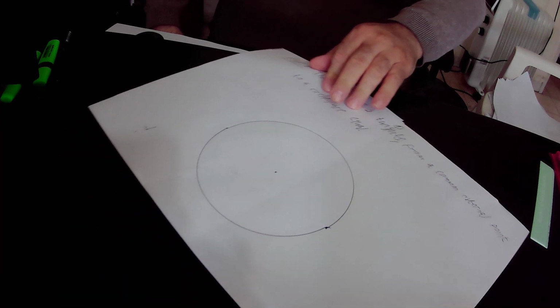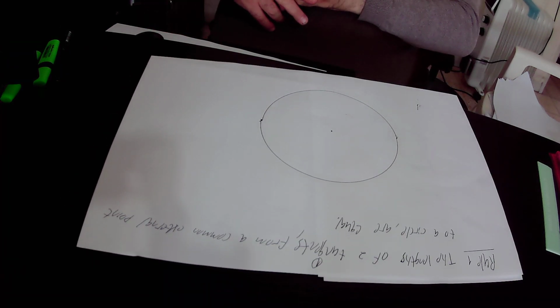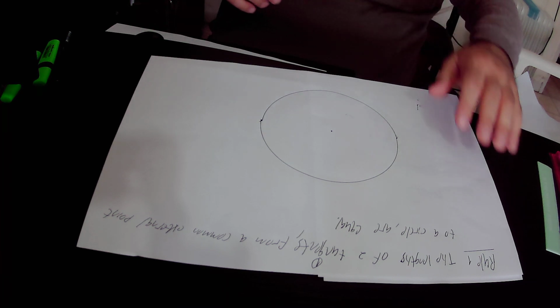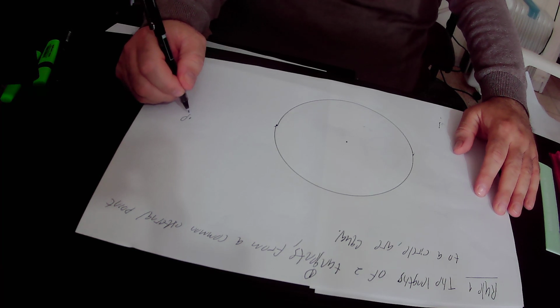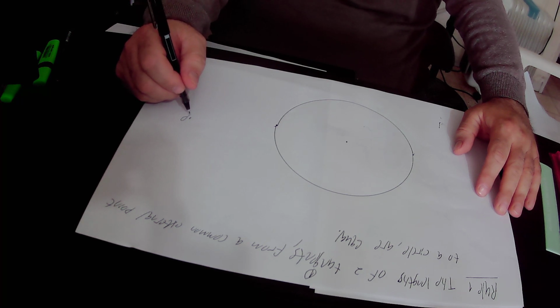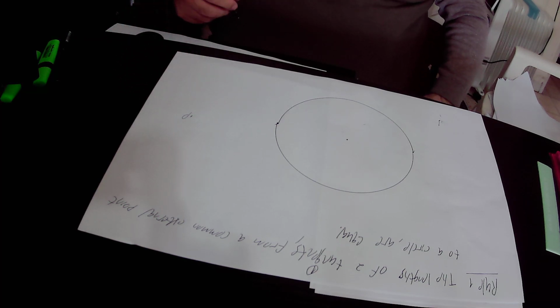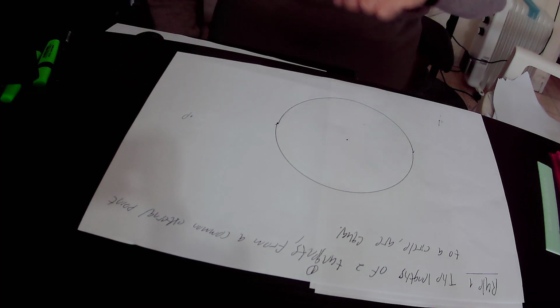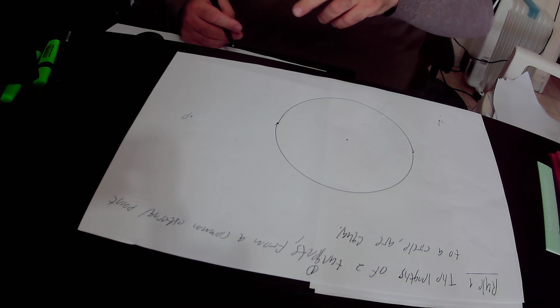So what is the meaning of rule number 1? The meaning of rule number 1 is that if we have this point P, this point P is defined as an external point in relation to this circle. Why is point P an external point? Because point P is not located inside this circle, nor on this circle, but it is located outside the circle. For that reason, it is defined as an external point.